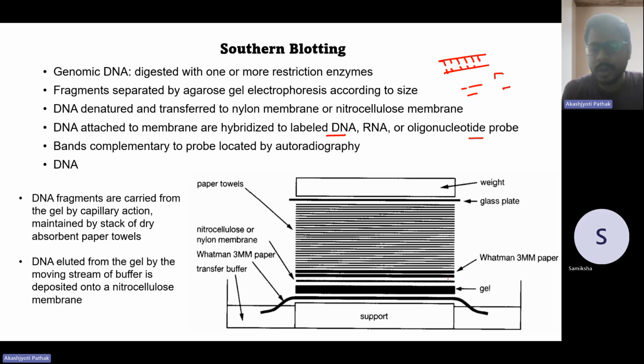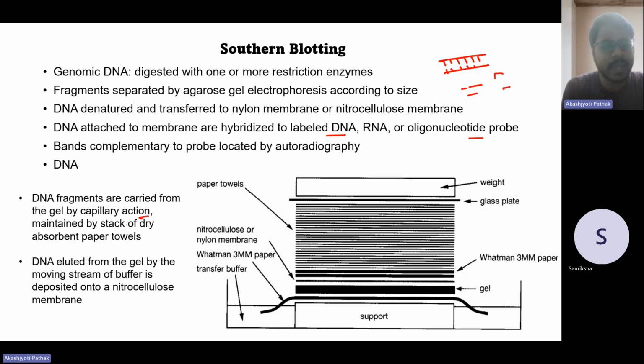Then on top of this Whatman paper, you place your agarose gel, and on top of the gel, you place your nitrocellulose or nylon membrane. Now on top of this membrane, you again add blotting paper to absorb the excess water, and then you add some weights, so that by putting on weights you can enhance the transfer of the DNA from the gel onto this membrane. So the DNA fragments are carried from the gel by capillary action.